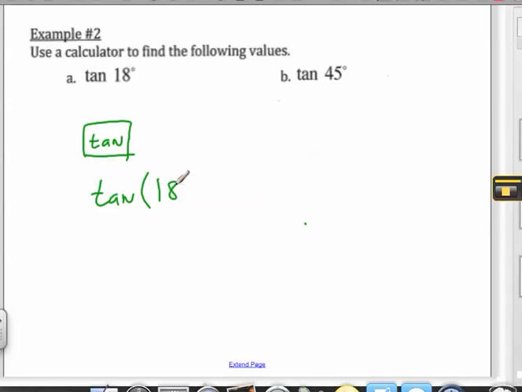Now, you can close the parentheses, but you don't have to if this is the only thing that you're doing, right? If I'm not multiplying this value by something, if I just want to know what the tangent of 18 is, then I can press the enter button, right? And then it's going to give you a value out to 9 places. But I want you to give me the value rounded to 4 places. Okay? What's the value of the tangent of 18 to 4 places, Alex?